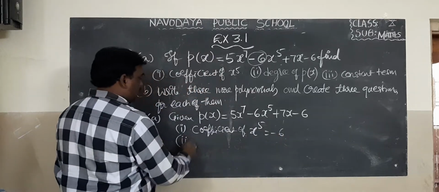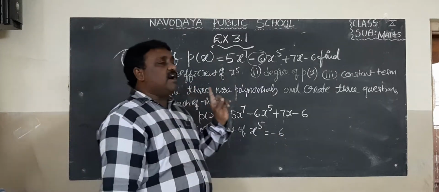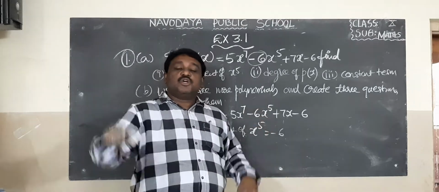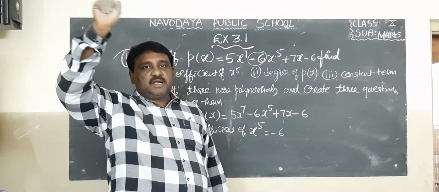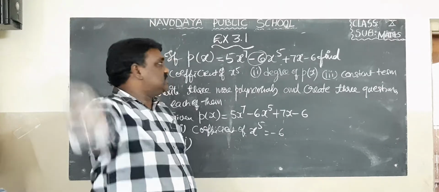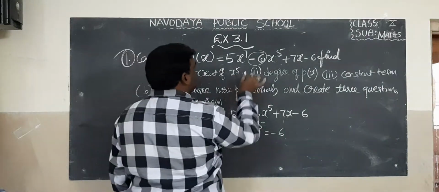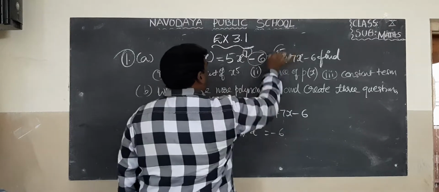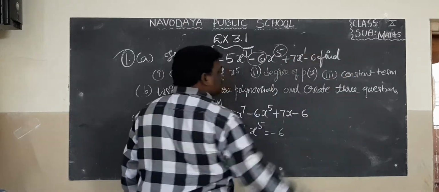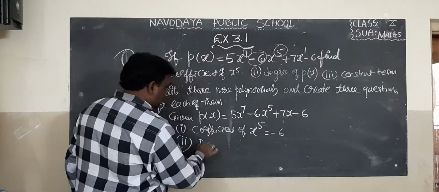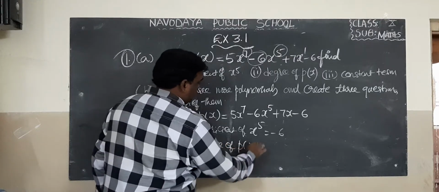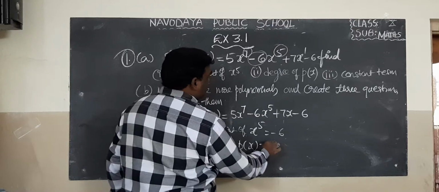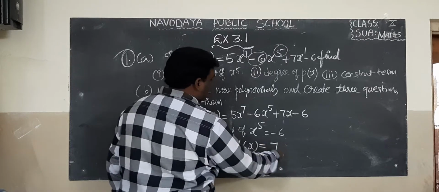Second one. Second one is what? Degree of p of x. Degree means top highest number. What is the top highest number? Here 7, here 5, here 1, last 0. Highest 7. Degree of p of x equal to what? Degree of p of x is 7.